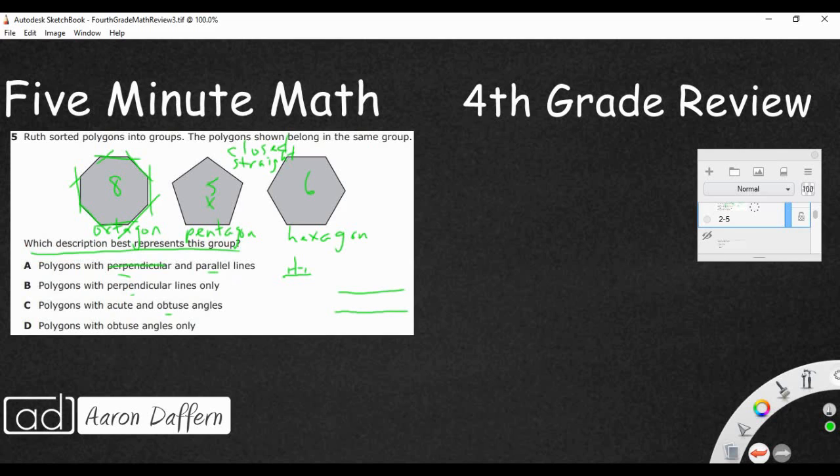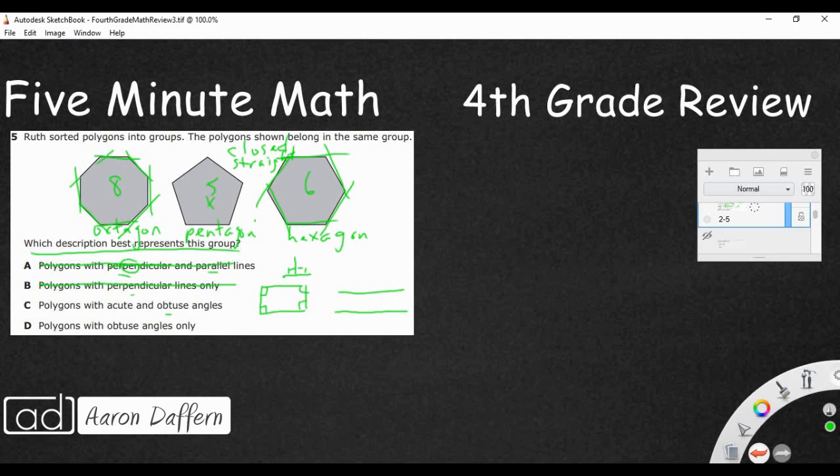The hexagon has parallel lines here, as I'm drawing, top and bottom and the two sides, but not all of them, and then there's no perpendicular lines. We're going to say a no on this one. Polygons with perpendicular lines only, that is not the case. There are no perpendicular lines. If I were to draw a square, well now look, I've got perpendicular lines. Those four corners make four perpendicular lines.